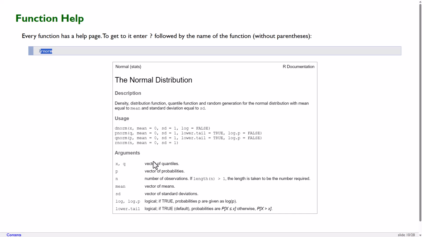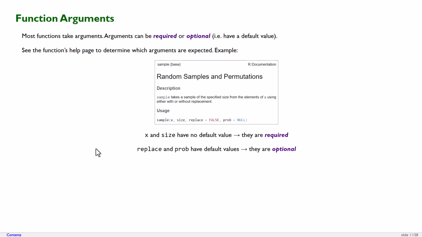And this usage section tells you, this is a help page for 4 related functions. It tells you the actual arguments that each of these functions requires, as well as if it has a default value. So this is really, really helpful. So if an argument can be required or optional, optional simply means it has a default value.